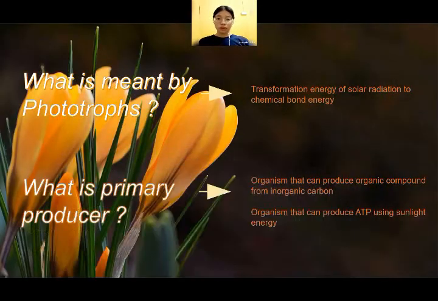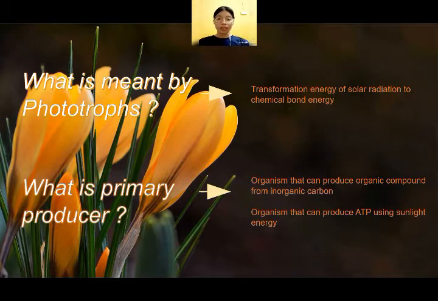Firstly, what is a phototroph? A phototroph transforms the energy of solar radiation into chemical bond energy. And what is a primary producer? A primary producer is an organism that acquires its energy from sunlight and its material from non-living sources. They can also produce ATP using sunlight energy.